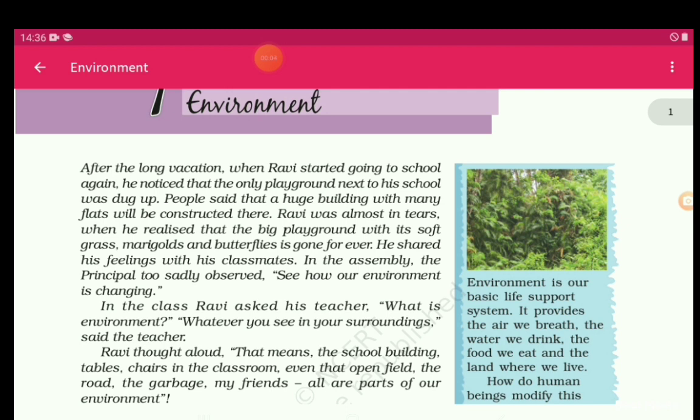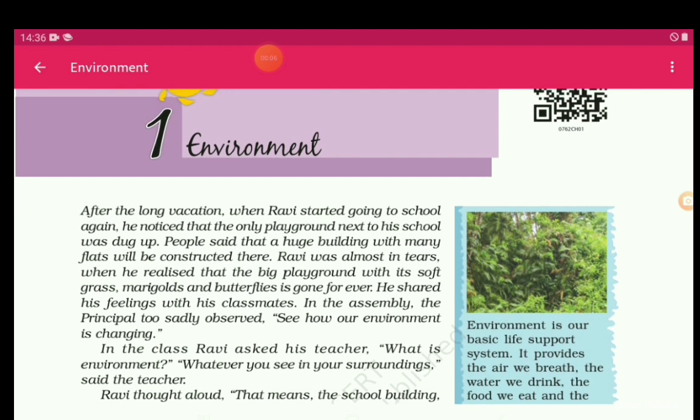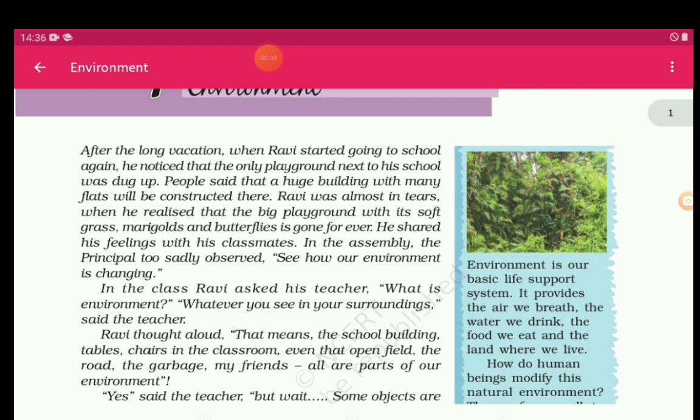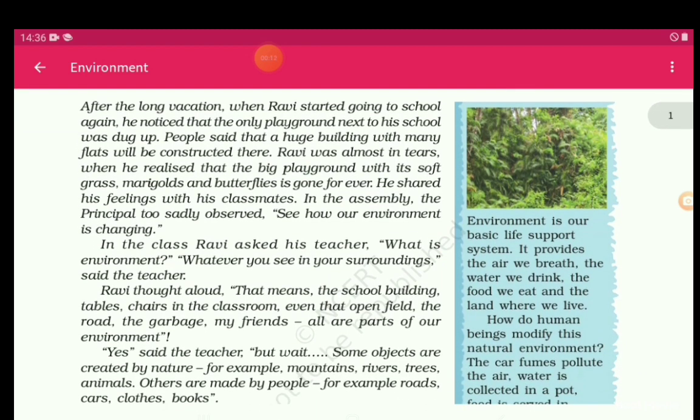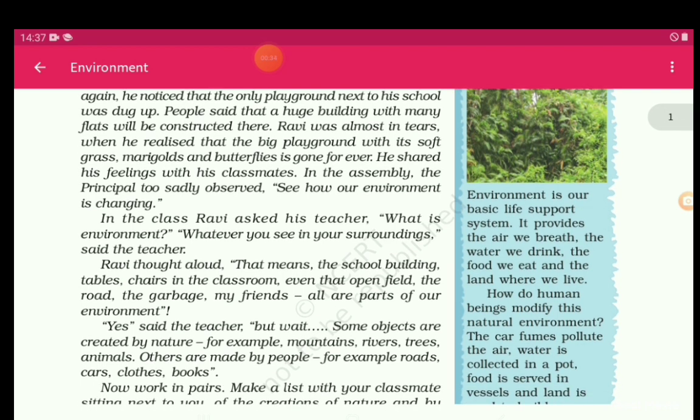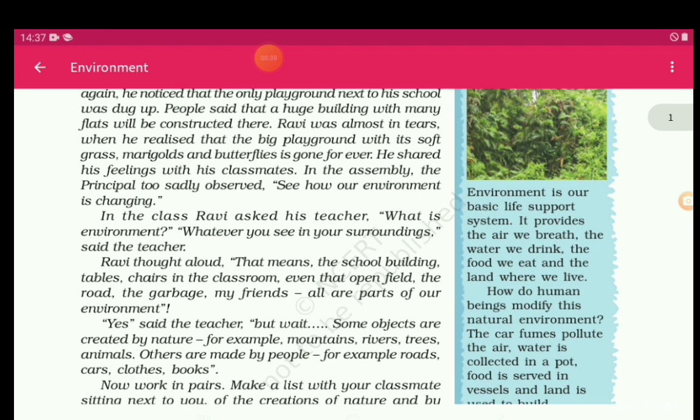Today we are going to learn about the 7th class first lesson, our environment. After the long vacation, when Ravi started going to school, he noticed that the playground next to his school was dug up. People said that a huge building with many flats will be constructed here.